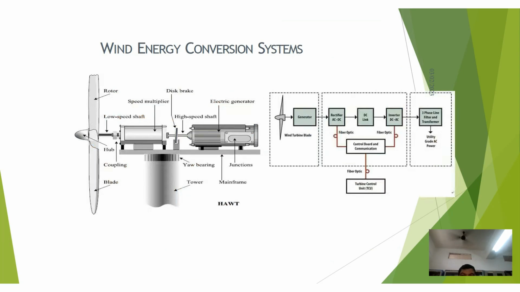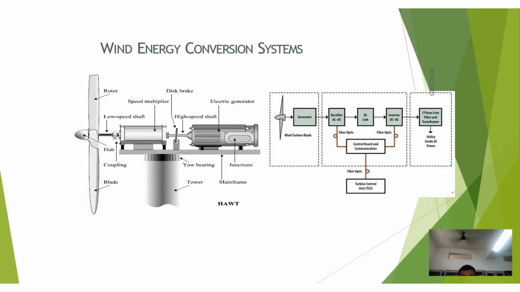So this is a wind energy conversion system, where it contains the wind turbine blade, and we have the control board and communication. There we use the rectifier, which converts the AC to DC, and that DC is given to the DC link, and then given to the inverter, which again converts DC to AC, that we are giving to the grid.